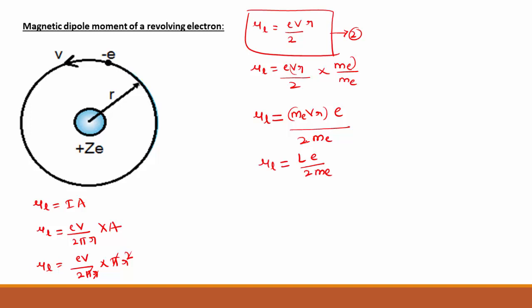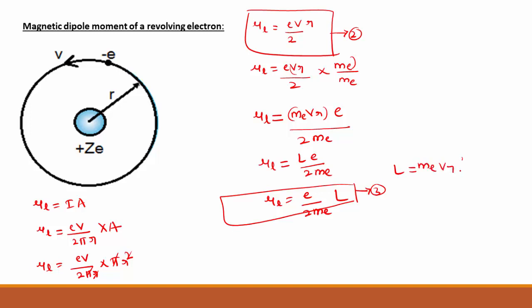Mu l is equal to e divided by 2 me into angular momentum L. This is equation number 3. Here L is equal to me into v into r, which is the angular momentum of the electron. We get the equation mu l is equal to e divided by 2 me into L, where L is the angular momentum of the electron.